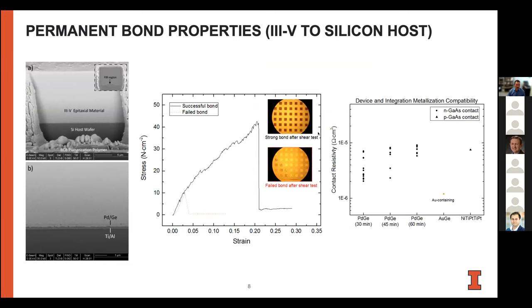The mechanical properties of the bonds are good. You can see a FIB-SEM here showing the 3-5 material bonded to our silicon host, a close-up of that showing the bond. Shear strengths are good. In fact, the material is breaking at this point. Contact resistances are acceptable, not quite as good as, say, a gold germanium contact, but acceptable.